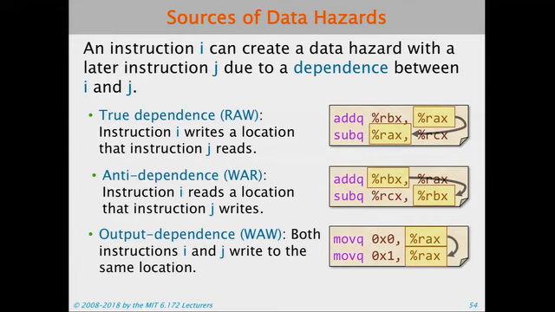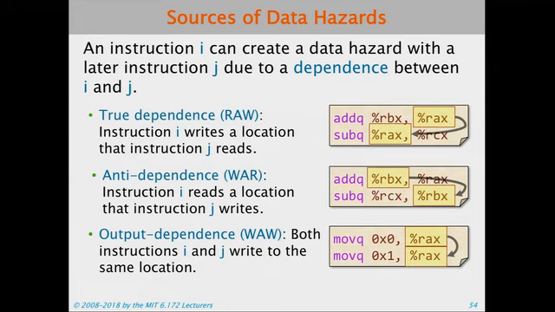So an instruction i can create a data hazard due to a dependence between i and j. So the first type is called a true dependence, or a read after write dependence. And this is where, as in this example, I'm adding something and storing into RAX, and the next instruction wants to read from RAX. Okay, so the second instruction can't get going, or it may stall, until the result of the previous one is known.